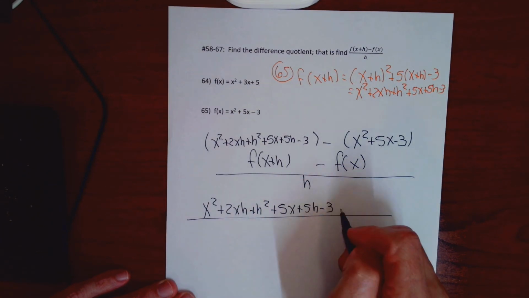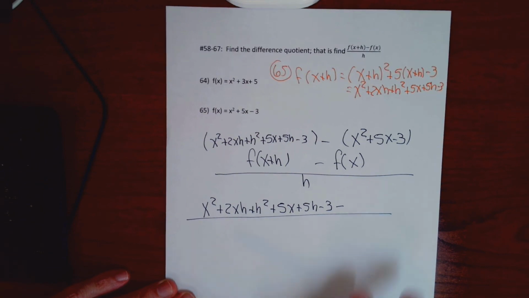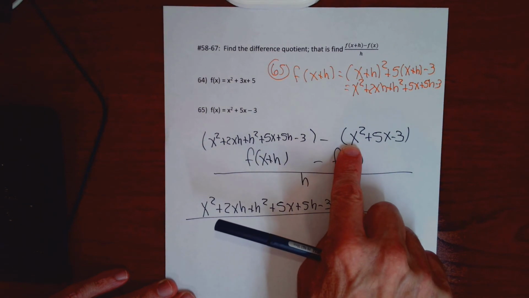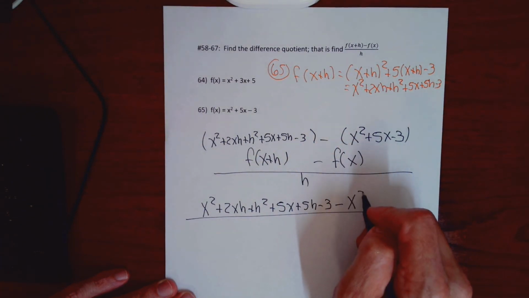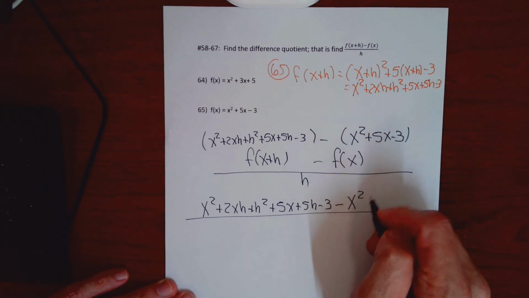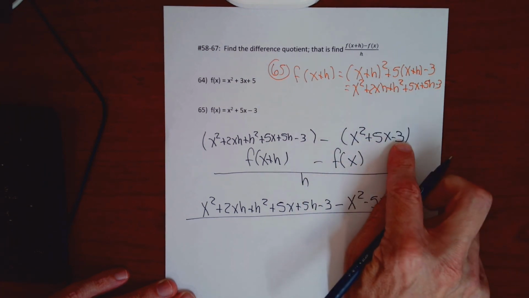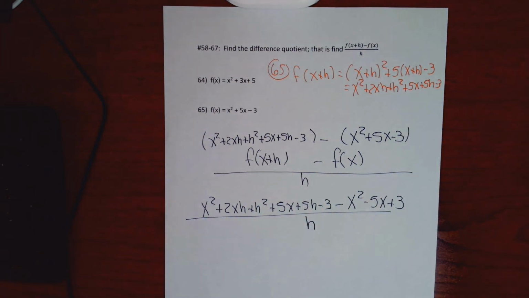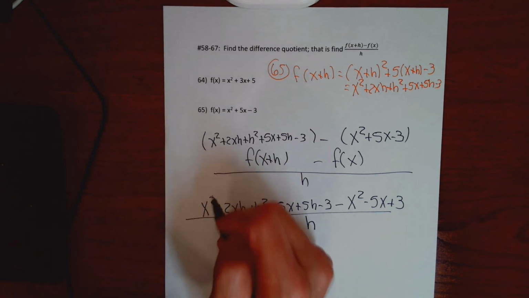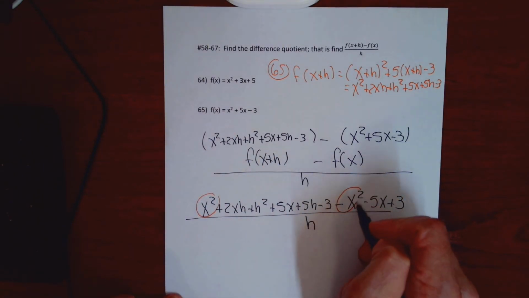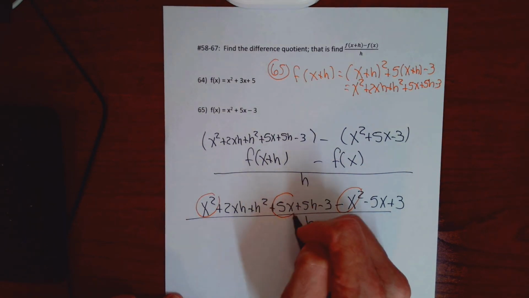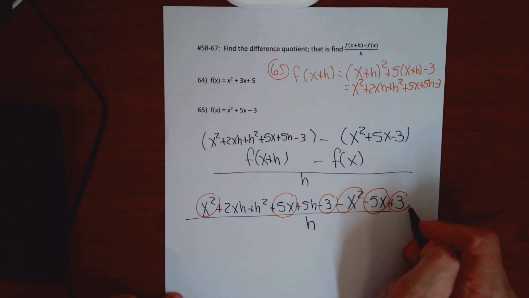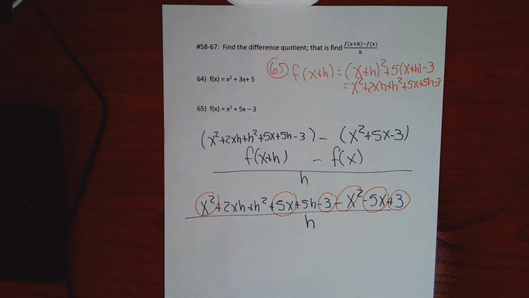minus 3. And instead of writing the parentheses here and then writing a line with the parentheses changed, let me drop the parentheses. I'll distribute the negative through, and change all the signs and get a negative x squared, change the sign of the positive 5x and get a negative 5x, change the sign on the negative 3 and get a positive 3, leave an h in the denominator. Any term that doesn't have an h should cancel. This x squared cancels with that negative x squared. This positive 5x cancels with that negative 5x. And this negative 3 cancels with that negative 3. So I'm only left with terms with h's.